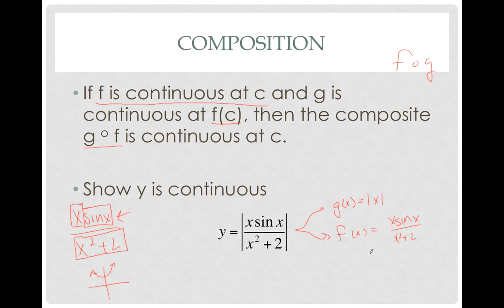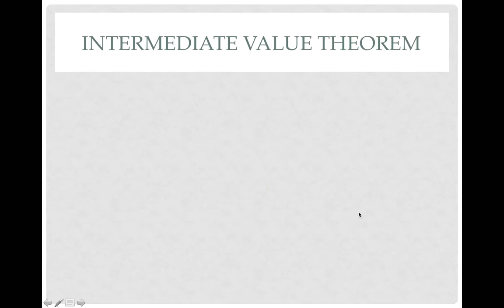So since f of x is continuous, this function is continuous for all values of x, therefore this function is continuous. We showed that the inside piece is continuous, and since that's continuous, g of x is continuous everywhere for the absolute value of x, and therefore it is a continuous function. All right.